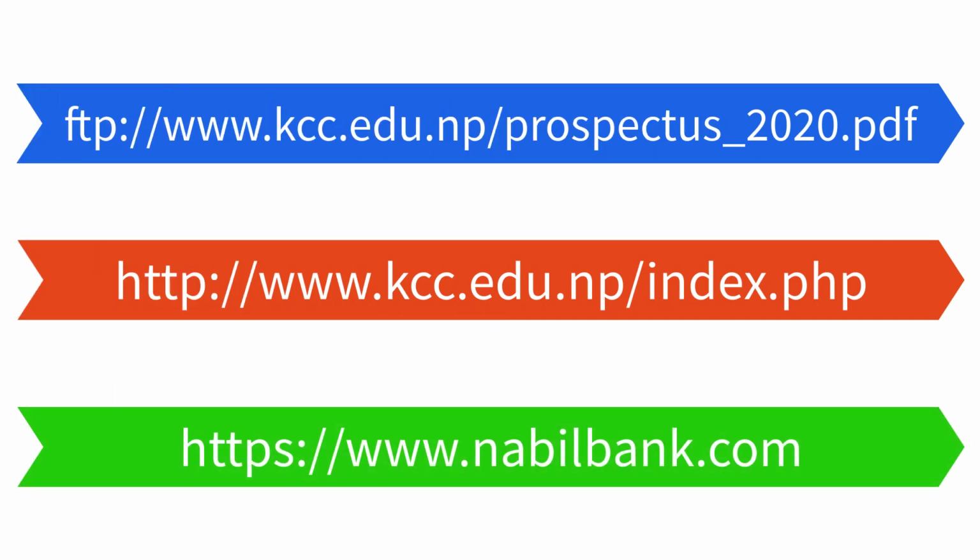For example, the three URLs shown on the screen point to different web resources. The first specifies a PDF file that should be fetched from kcc.edu.np using the FTP protocol. The second specifies a web page of kcc.edu.np that should be fetched using the HTTP protocol. And the third one fetches the homepage of the domain nobilbank.com using HTTPS protocol.